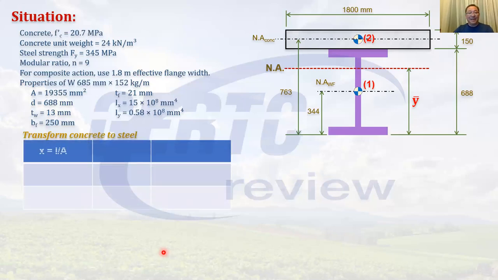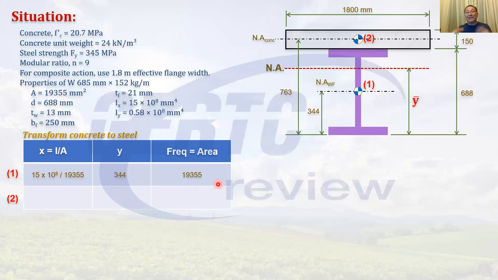Frequency on. Okay? Sa X, ilagay natin yung I over A. Sa Y, yung Y, itong Y na to, 344, at saka 763. Sa frequency naman yung area. Alright, so ito yung una, 1 and 2 tayo ha. Unahin natin yung 1, yung Y flange. The I over A is IX over area, IX over 19355. Yung Y natin is 344. Frequency is 19355. So steel siya.